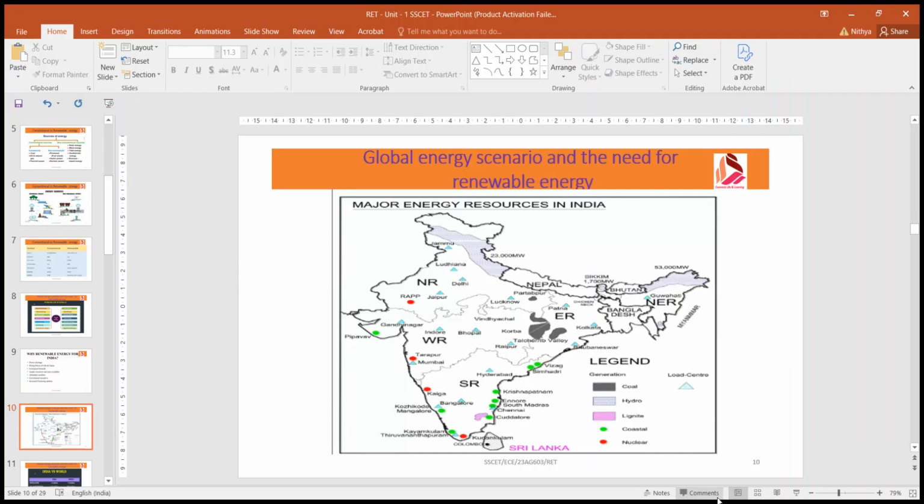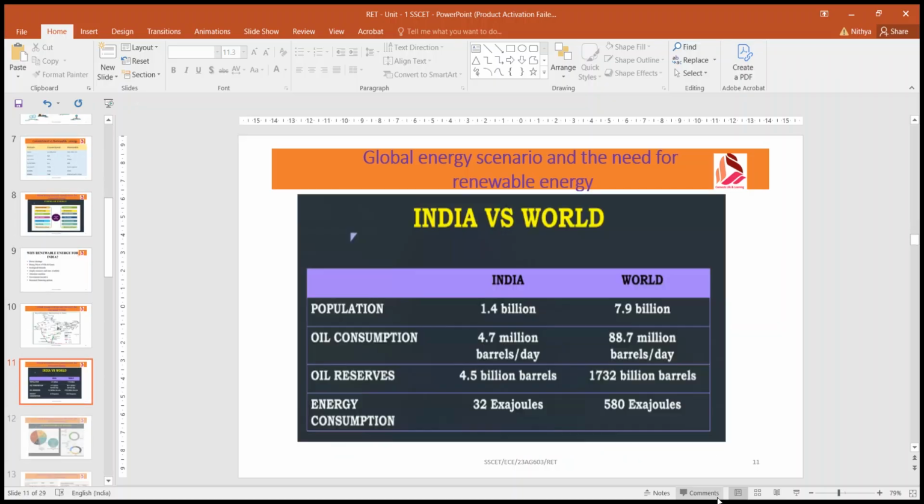So this is the India map showing where the renewable and non-renewable sources are located in different places in our India. Based upon the summer and winter seasons, the sources operate in both the north side and the south side. Based upon that, they are operated and produce the electrical energy.